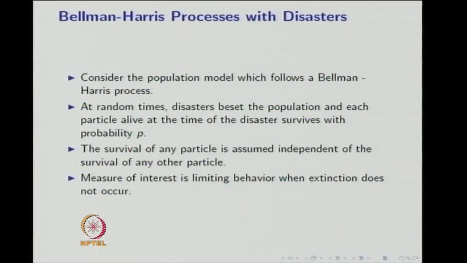Now we discuss the Bellman-Harris processes with a disaster. Consider the population model which follows a Bellman-Harris process. At random times, disasters beset the population, and each particle alive at the time of disaster survives with probability p. The survival of any particle is assumed independent of the survival of any other particle. In this model, the measure of interest is the limiting behavior when extinction does not occur.